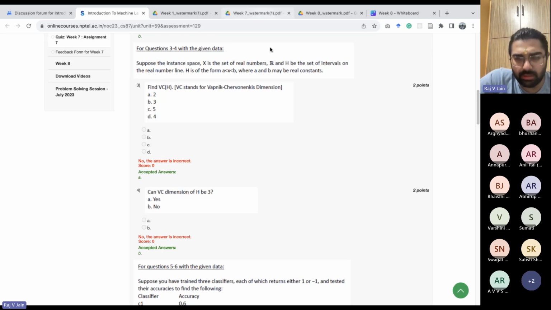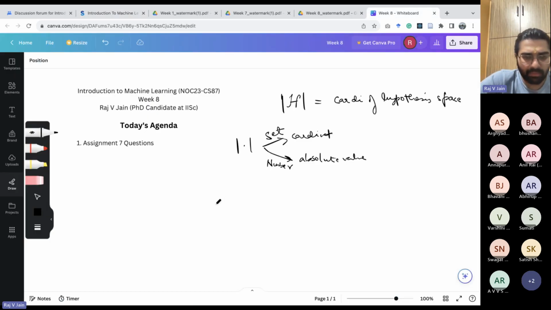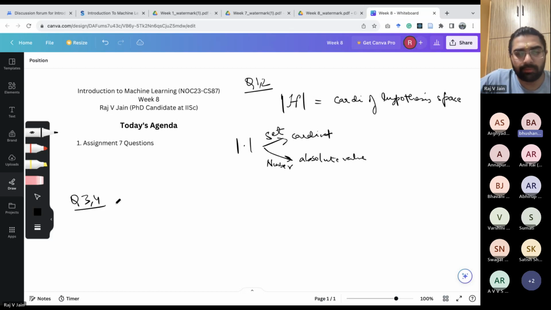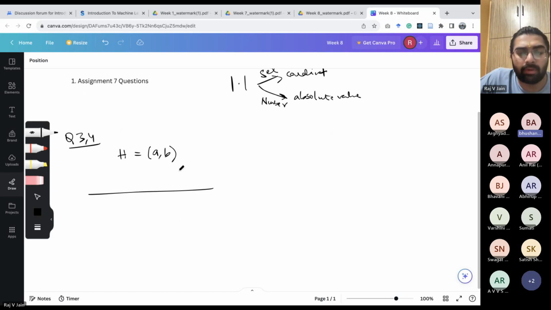So I think this is again straightforward from the lecture notes itself. So why is it 2? Anyone want to explain? Basically, that interval clearly divides the number line, the set of real numbers, into two spaces. That small interval is greater than a and less than b, so you can say it is an open interval on both sides. It divides the set of real numbers; if you take a number line, then it clearly classifies it into two parts. So the VC dimension is 2.